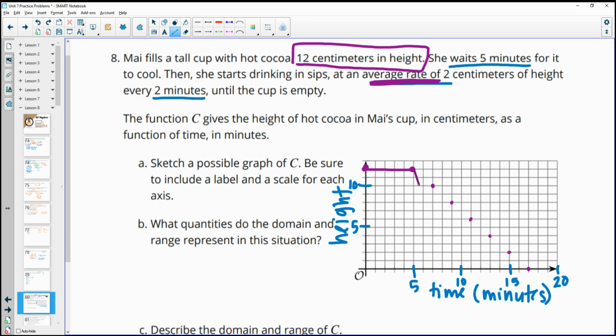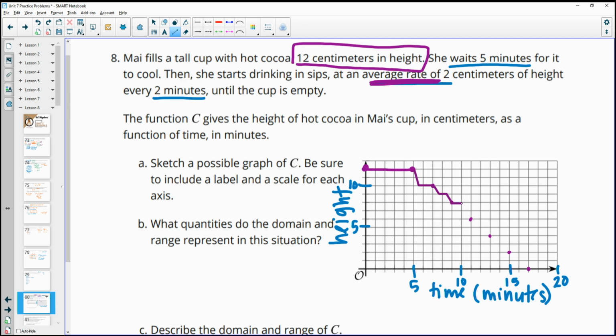So if you want to say, all right, she's going to go down to here, drink that 2 centimeters, then sit for a while before she takes another sip. Then maybe she's going to take a little sip, sit for a little bit, then take another sip. But what has to happen is at the end of your 2 minutes, she needs to be at these dots so that the average rate of change is staying the same.